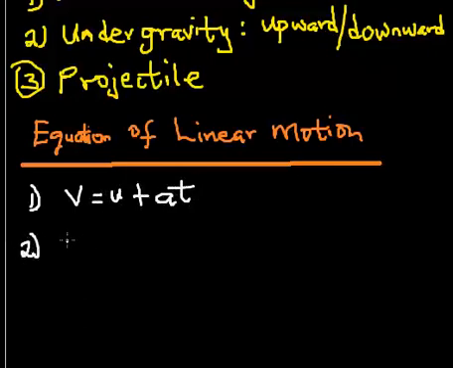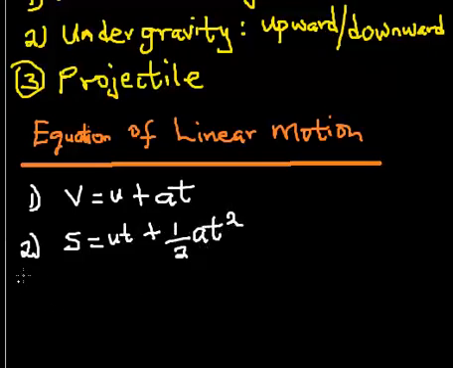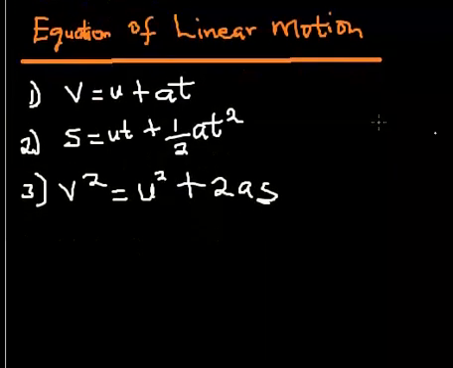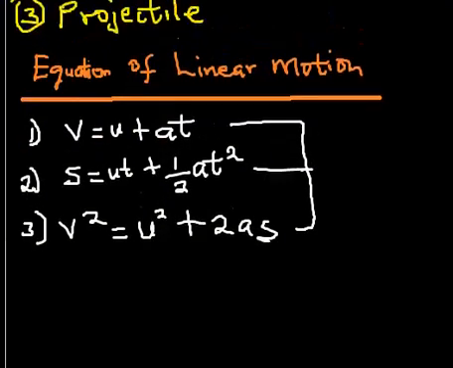The second equation is given as s = ut + half at squared. The third equation is given as v squared = u squared + 2as. I will probably prove the origin of this equation, but before that, every equation has parameters that the equation is actually made up of, and we need to know these parameters so that when we are solving the question, you will not be confused about the parameters.